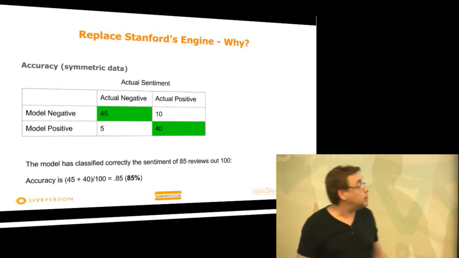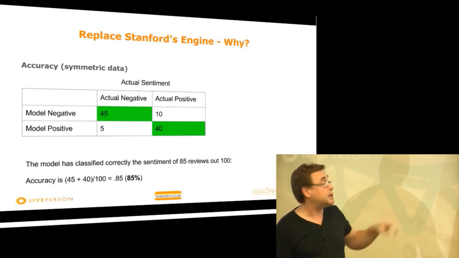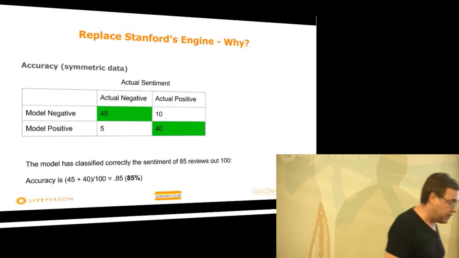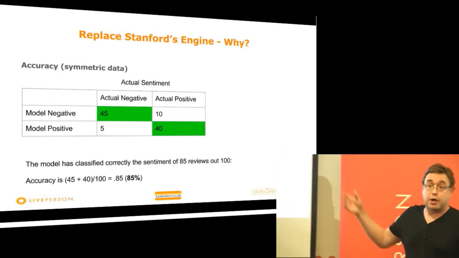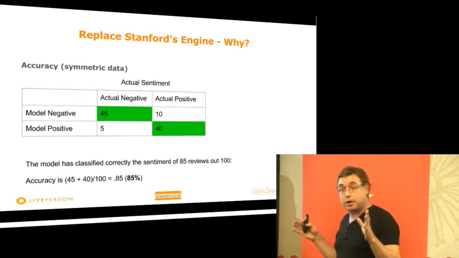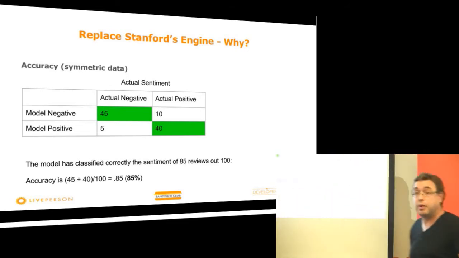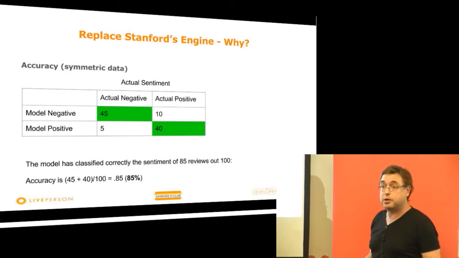So let me just say in the next few slides, all the data is synthetic, it is not real, it is a mock-up, just for the sake of definitions. Here I want to explain what accuracy means. Let's suppose we have 100 texts. Let's think about it as reviews. Half of them are positive, half of them are negative.